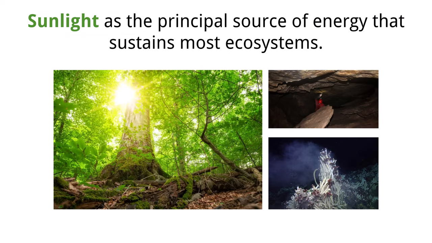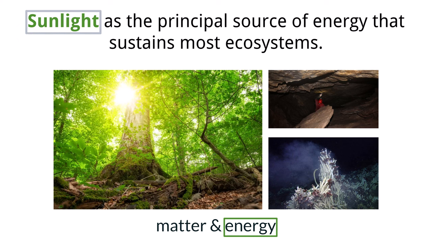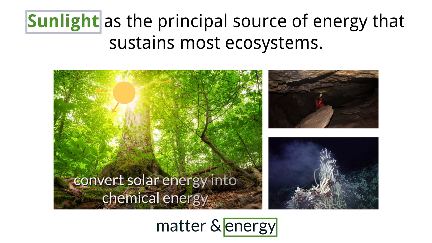The focus of this video is about how matter and energy are transferred in ecosystems, and we are going to start with talking about energy. For most ecosystems, the influx of sunlight is the principal source of energy that keeps the ecosystem going. The sun emits solar radiation that travels through space and hits our planet. And some organisms in these sun-exposed ecosystems can harness that energy and convert it into chemical energy that their cells can use. We'll go through the details about this later.